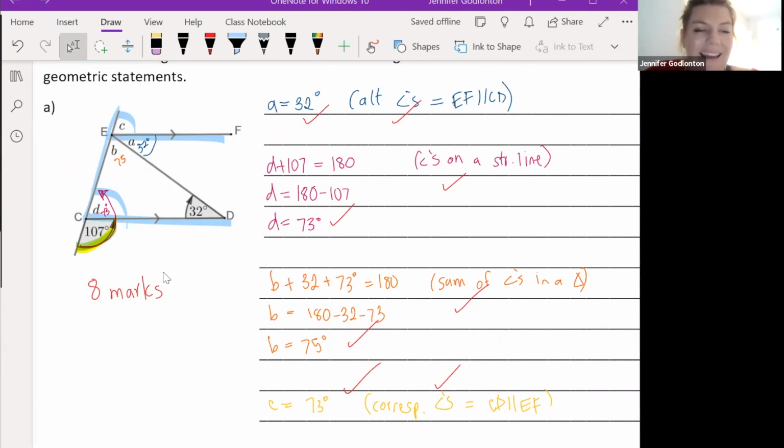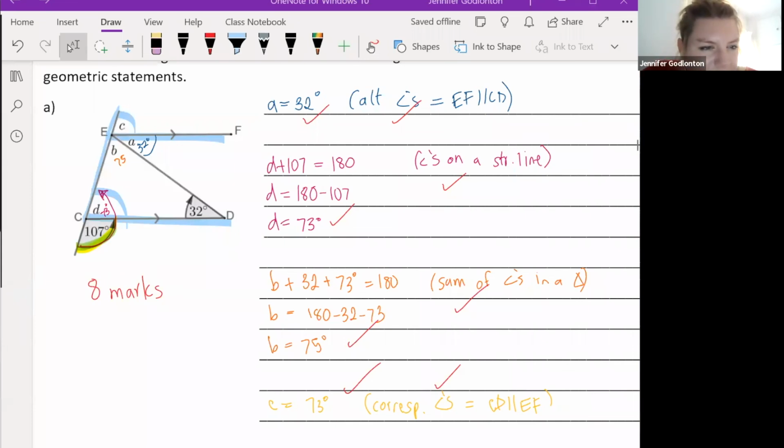Hi, ma'am. Ma'am, I noticed that for A, you just wrote the answer and the reason. So for D and B, if you didn't show the calculations and just wrote the answer and the reason, were you still going to get 2 marks? Yeah, for D and B, you would have gotten full marks. If you had just written B is equal to 75 with the correct reason, they would have given you full marks for that. Okay, thank you, ma'am.